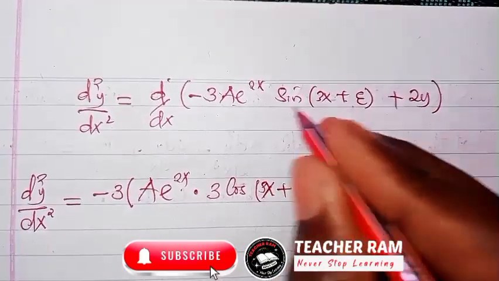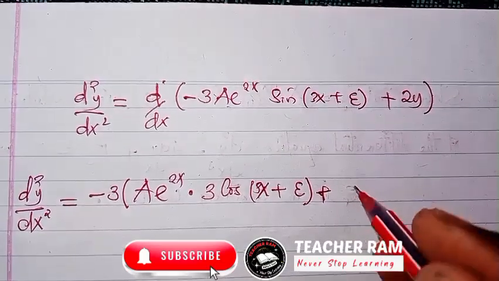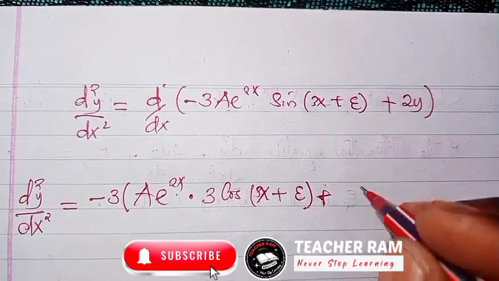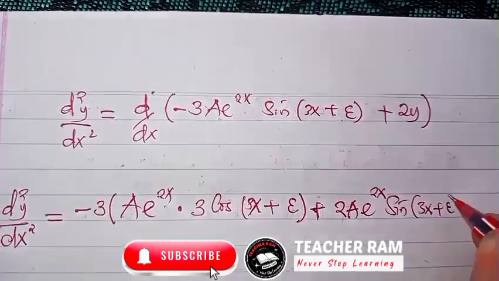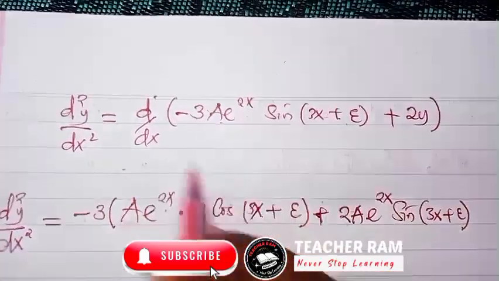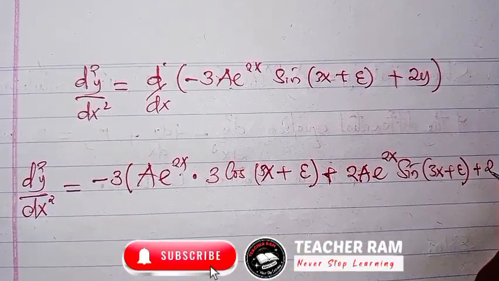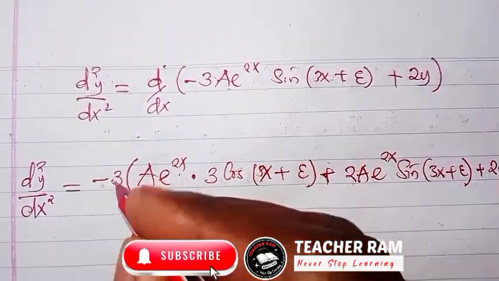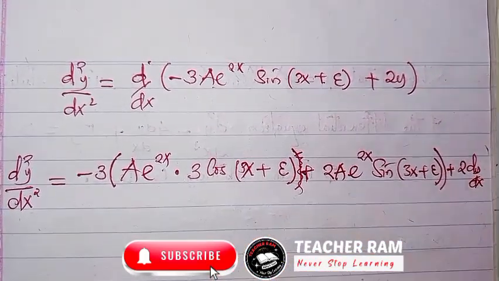And then plus, let us keep sine (3x + epsilon) constant. So here we differentiate a e^(2x), in which the derivative of a e^(2x) will be 2a e^(2x). Then this sine is constant, sine of (3x + epsilon), and then we have finished differentiating here. Differentiate this 2y, in which the derivative will be equal to 2 dy/dx. And remember here we have a bracket for this negative 3, and then 2 dy/dx.